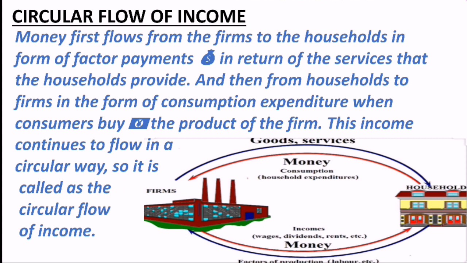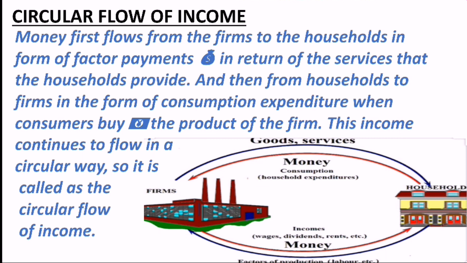Now the next concept is circular flow of income. Now what is the circular flow of income? See, firms hire various factors of production from households, right? Households provide their labor services and other services to firms. In return, firms provide factor payment to households in the form of wages, income, salary and profit, and from that they buy various goods and services which are produced by firms. Okay, in this way, in the form of consumption expenditure, the same money reaches back to the firm.